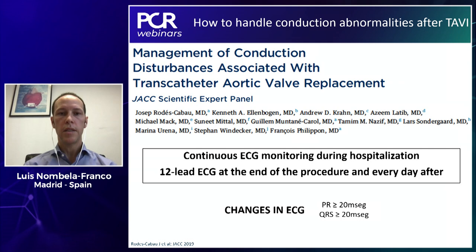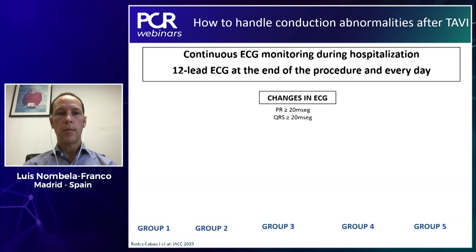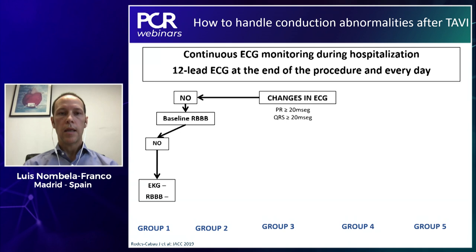They define a significant change in the ECG if the PR interval or the QRS complex had an increase of 20 milliseconds. They divided the patients into five groups. The group that doesn't have any changes, like in the case that we have seen, and no baseline right bundle branch block, this is group one. And group two is no ECG changes after the procedure, but the patient has a right bundle branch block.